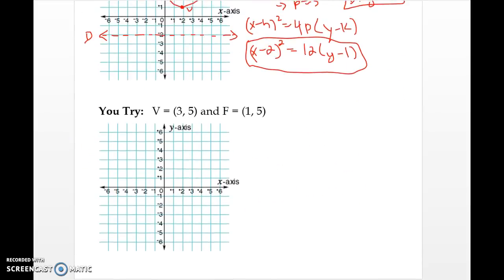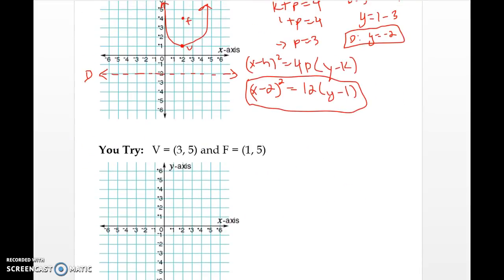Okay, so now I want you to pause the video and try to do this problem here, same exact type of problem. And once you're done, play the video, and I'm going to continue on with the solution to it, and you can check to see if you're right.